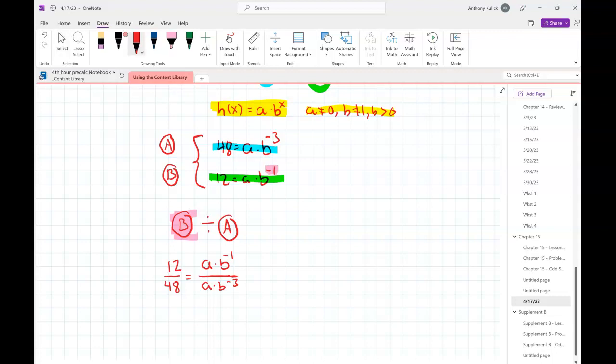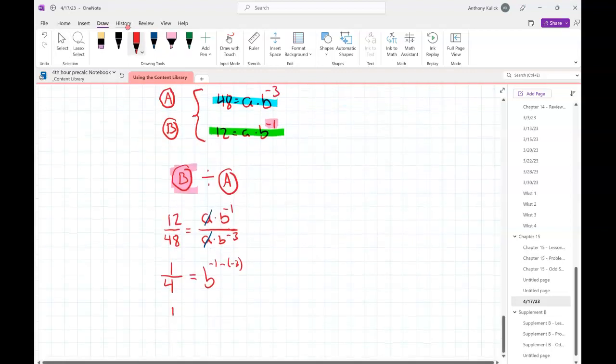How do I reduce 12 over 48? That's 1/4, right? How do I reduce a times b to the negative 1 divided by a times b to the negative 3? Well, I can just cancel the a's, right? Everybody's cool with that? How do I reduce the b's, though? Subtract them. Great. So I'm going to have negative 1 minus negative 3. Oops, I wanted that to be red. So what is negative 1 minus a negative 3? 2.